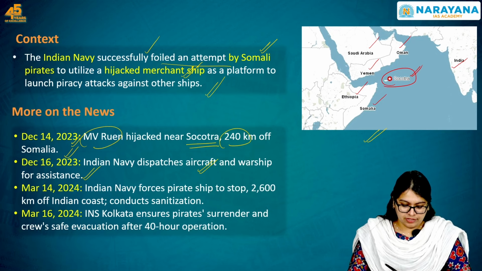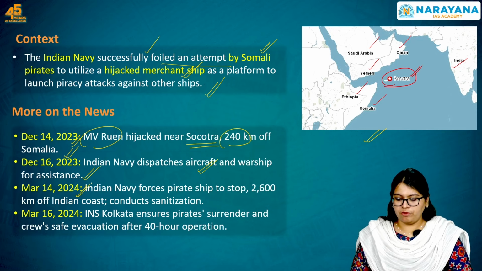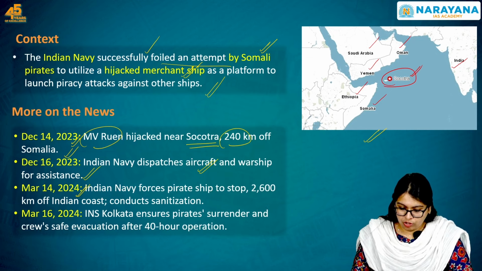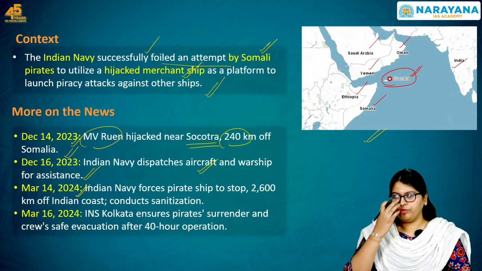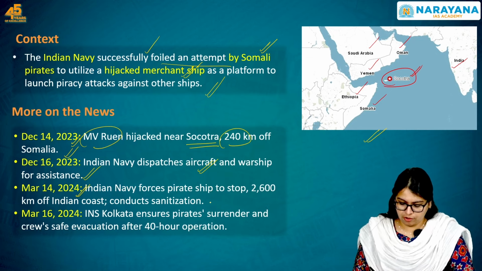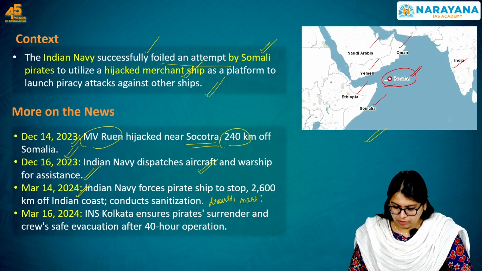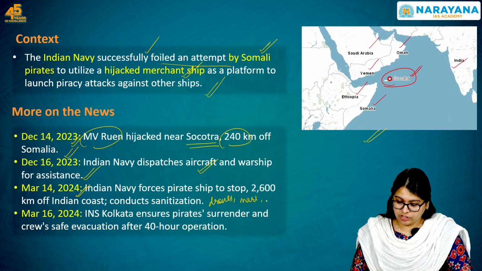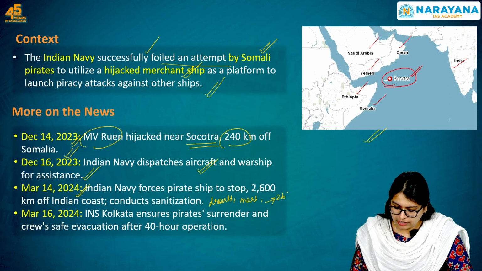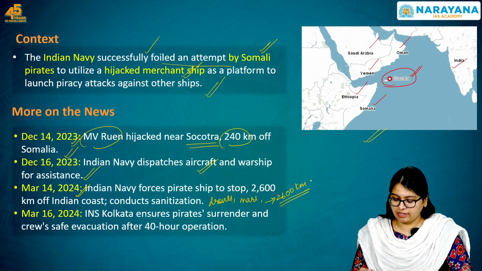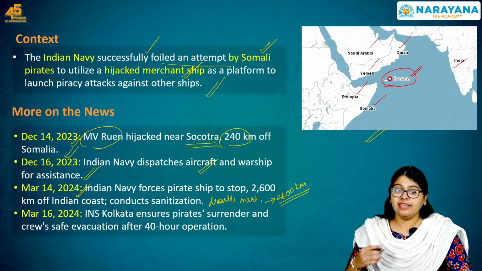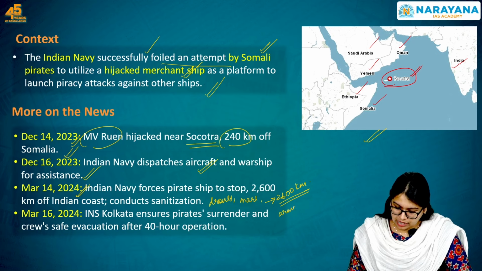Okay. And after that, on March 14, 2024, the Indian Navy, through a coordinated effort involving drones, Navy vessels, as well as maritime commandos, forced the pirate ship to stop approximately 2,600 kilometers off the Indian coast. And then this ship was sanitized for any kind of illegal arms, ammunition, as well as any kind of contraband, which is illegal substances.